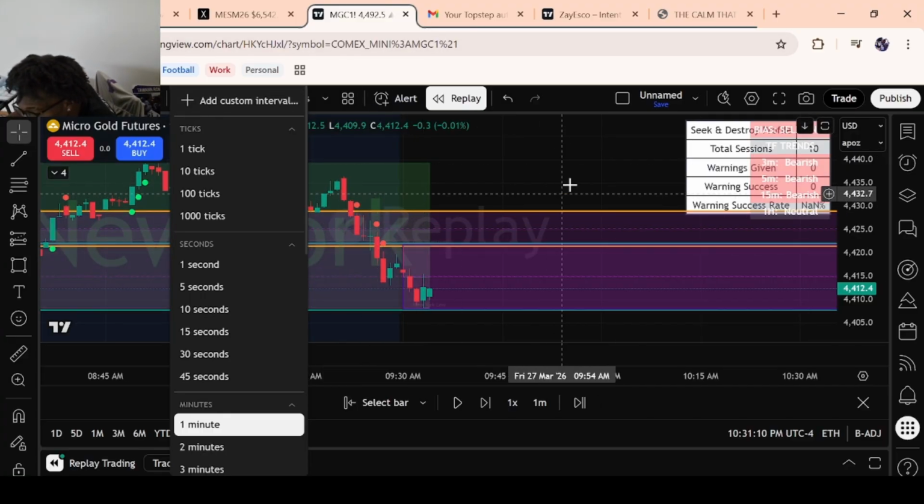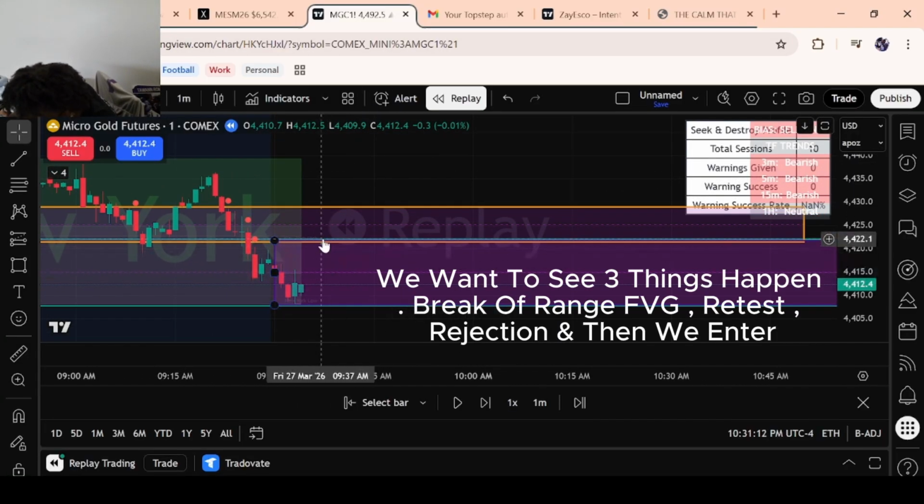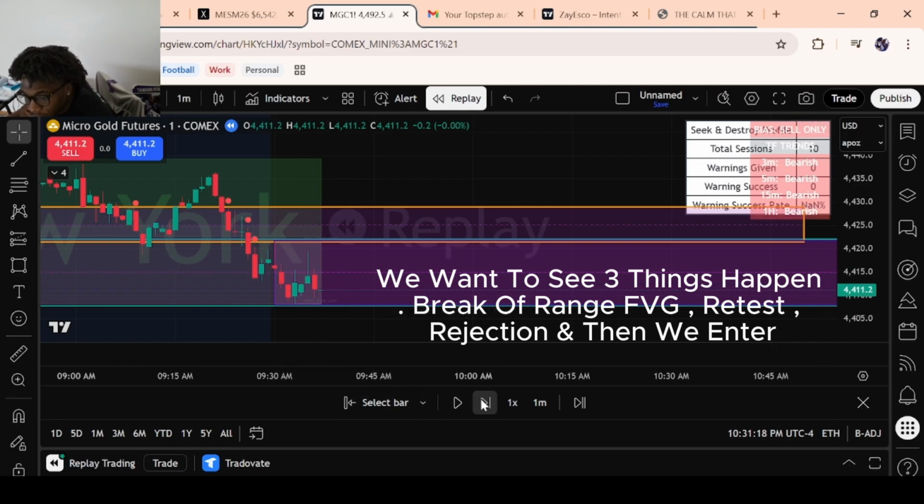So it's 9:30, right? This is my range. This blue right here is my range, right? That tells me the market goes up or down. So let's play a little bit. Okay, market is playing around a little bit.